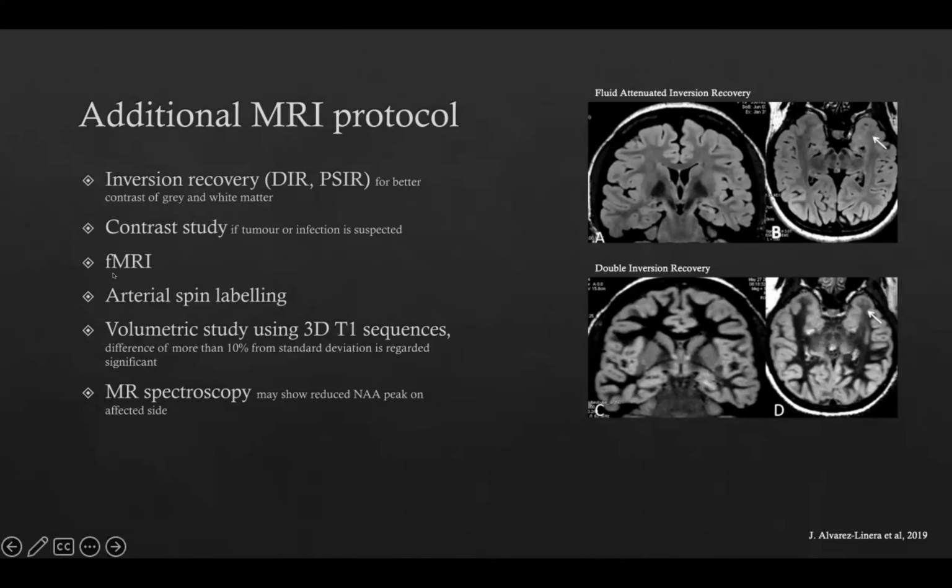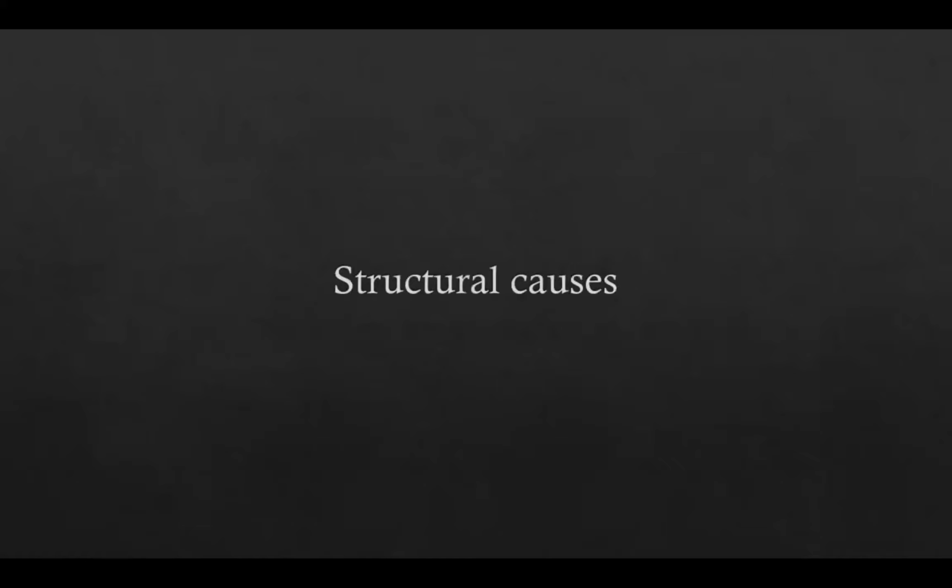Okay, another thing would be the functional MRI, which could also detect metabolic changes related to epilepsy. Perfusion studies can also be added to look for the perfusion changes during epilepsy, during seizure and also post-seizure. There could also be a role for volumetric studies to look for volume loss changes, and MRI spectroscopy to look for metabolic changes related to seizure.